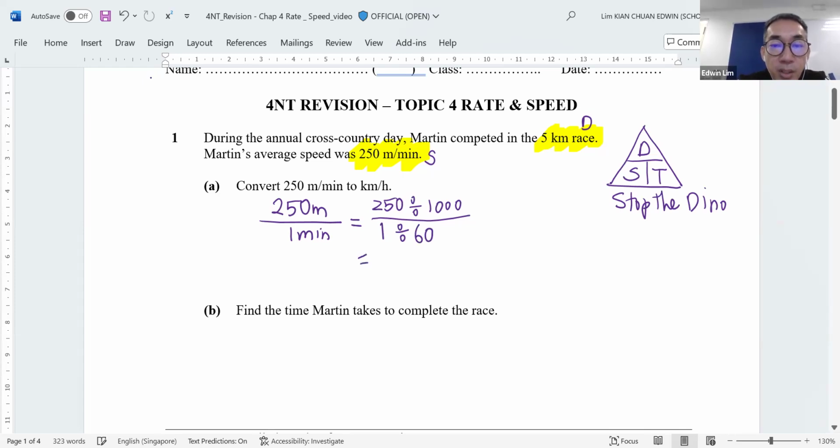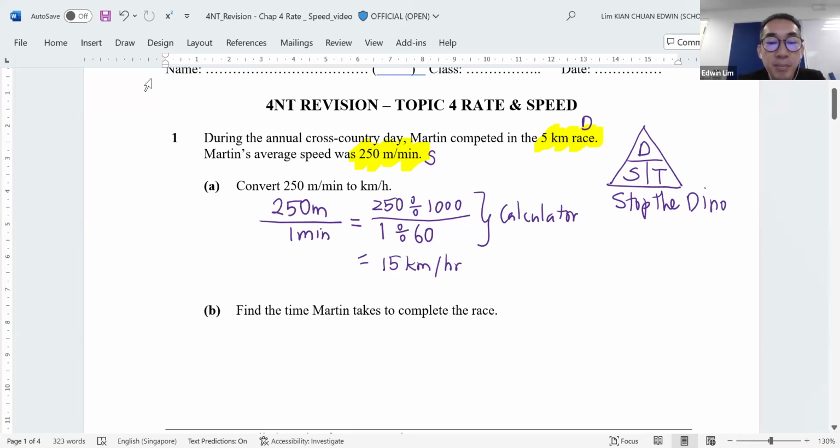So you will press this in the calculator. After you've done this, use a calculator. You should be able to get 15 kilometers per hour. This is the solution for part A.